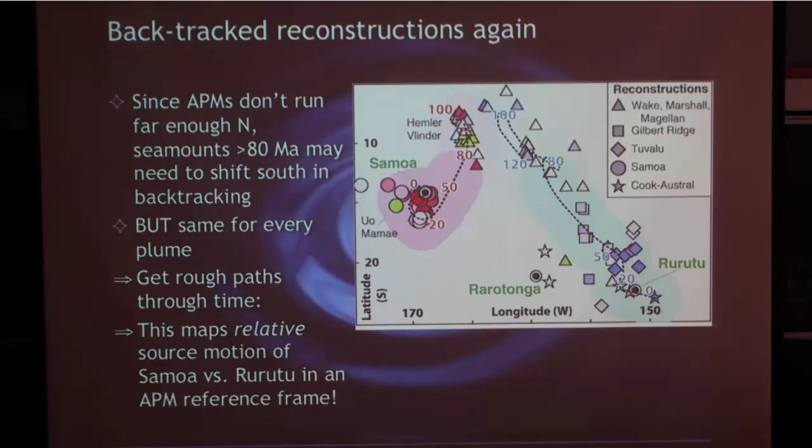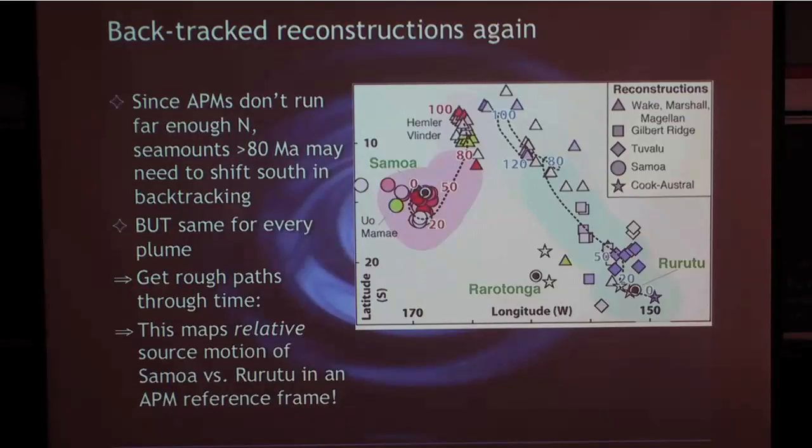Samoa does something different. This assumes a plate motion model. So am I getting an absolute sense of what these two things are doing? No. But because they're both reconstructed with exactly the same plate motion model, what this tells me is that from about 100 to about 80 million years, the Samoa and the Rurutu hotspot were doing the same thing. Whether they were fixed or moving in the same direction, I don't know, but it's one of those two. After that, they both went off and did something completely different. Samoa going this way, Rurutu going the other way, right?